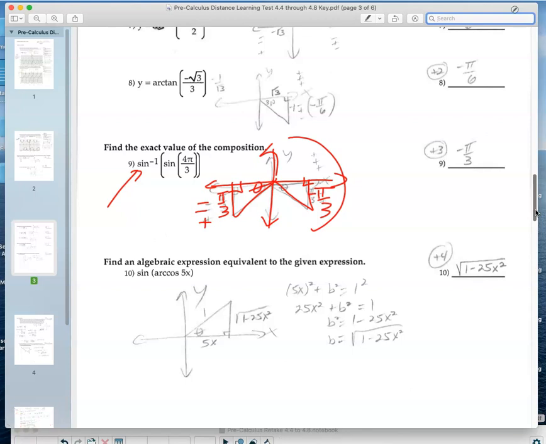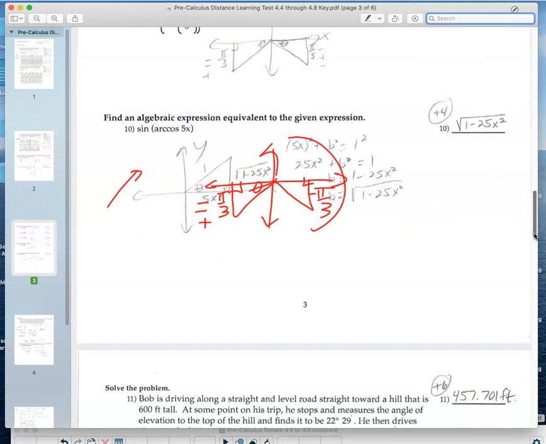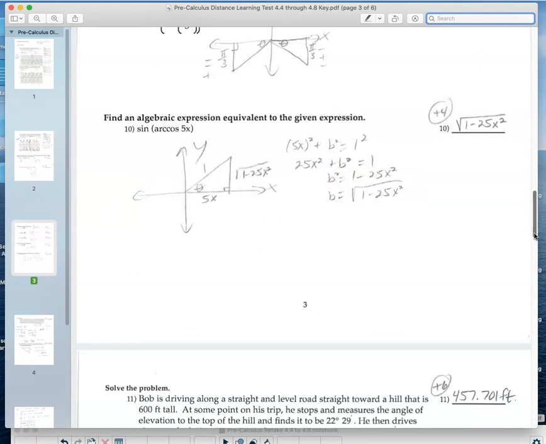Now, number 10, there's steps that have to be shown here. And when there are steps that have to be shown, that's how the points are given to you. With this one especially, way too many people just went ahead and ran with it and didn't even do the Pythagorean theorem up here. That's an important part of this problem. You have to show the step of, hey, I knew to set this up so that cosine, adjacent over hypotenuse, was 5x over 1.